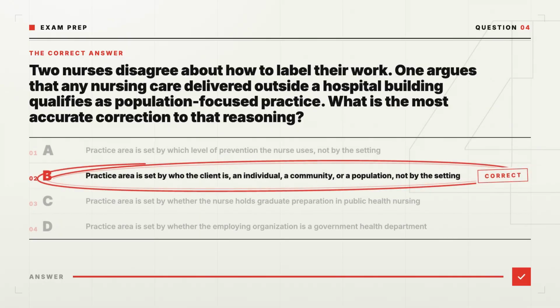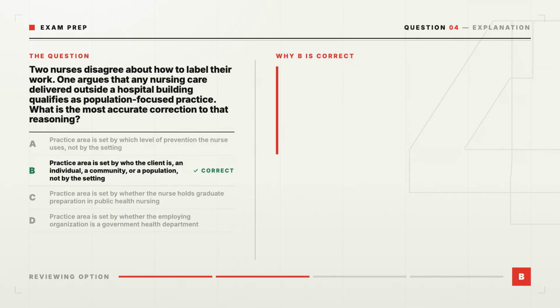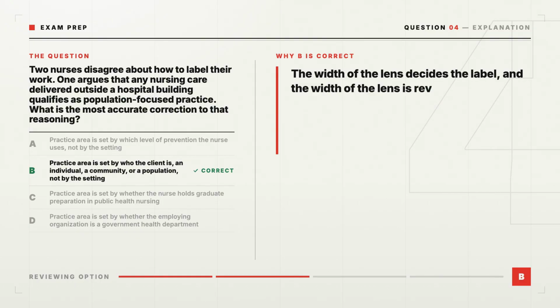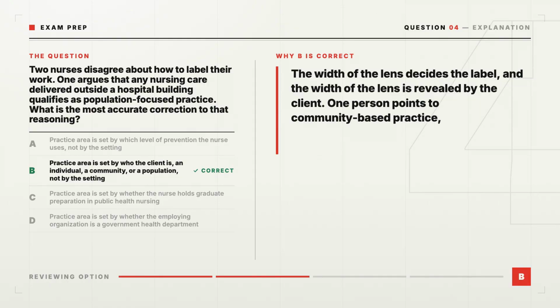The correct answer is B. Practice area is set by who the client is, an individual, a community, or a population, not by the setting. B is correct because the width of the lens decides the label, and the width of the lens is revealed by the client. One person points to community-based practice. A definable community points to community-oriented practice, and a population identified through data points to population-focused practice.